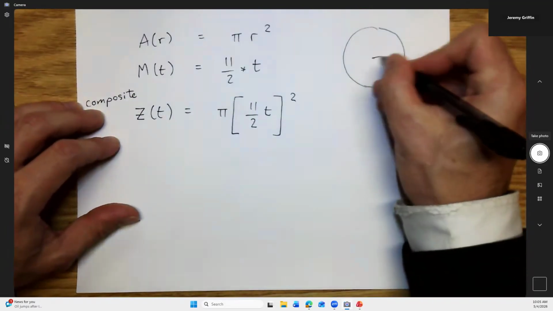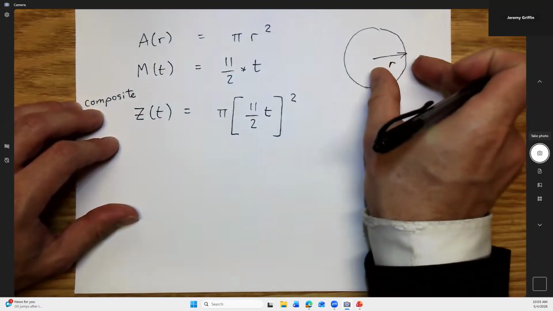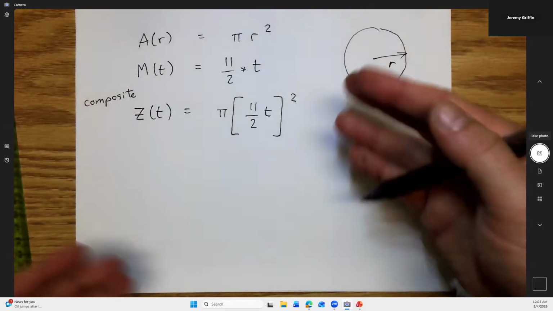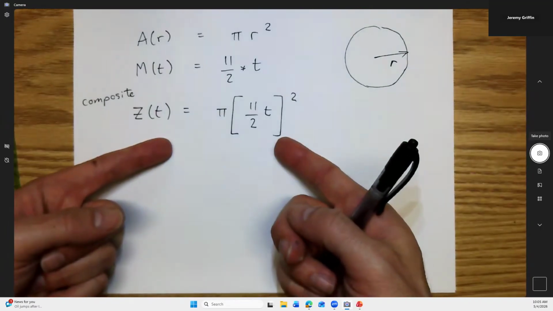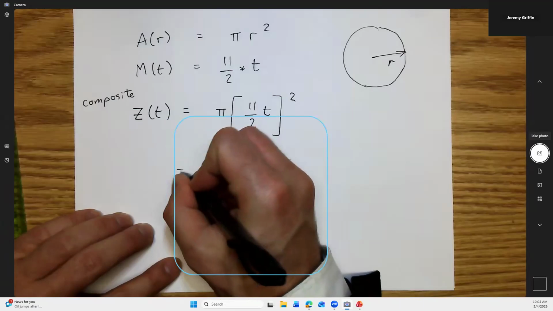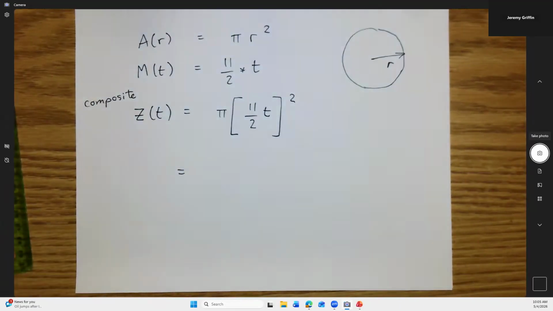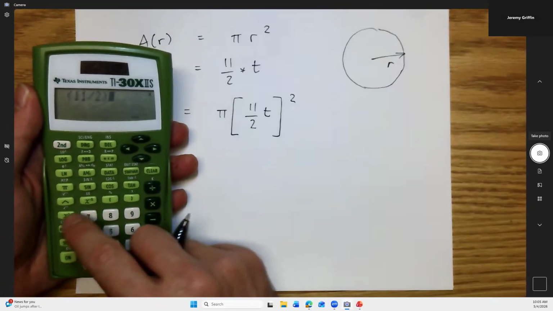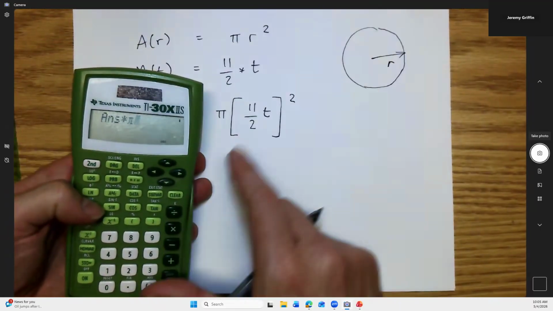Okay. So what I see is that this radius is growing bigger, bigger, bigger. And the more time that passes, the bigger the radius, right? And of course, that also has an effect on the area, and that's what this equation is. So put this together. What is 11 over 2 being squared, and then times this pi out here?